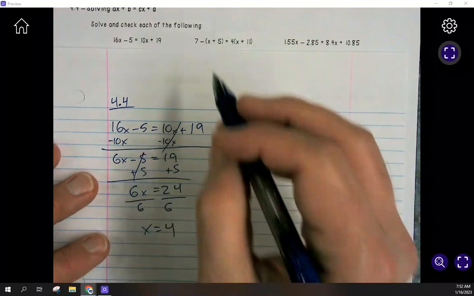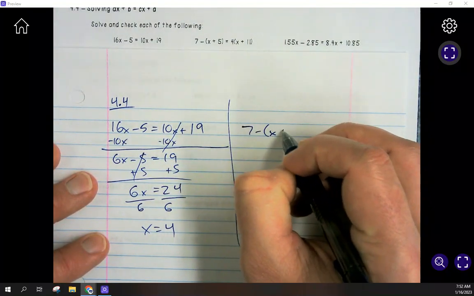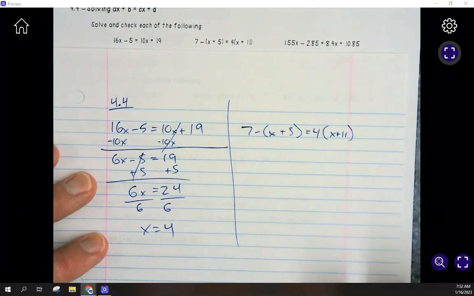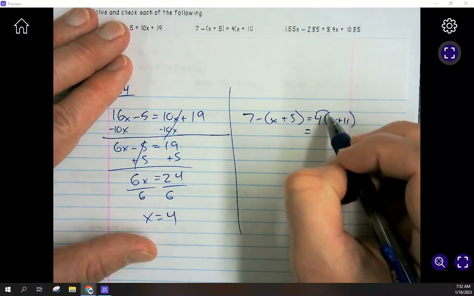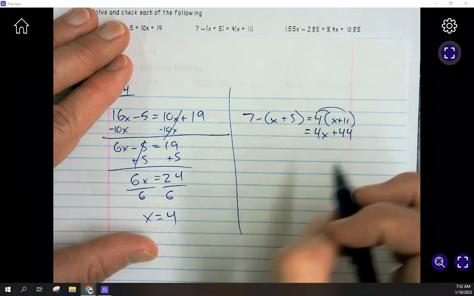Okay. So the next one, 7 minus (x plus 5) equals 4 times (x plus 11). So variables on both sides with some distributing. Let's do the right side first, nice and easy. 4x plus 44, multiplying both by 4.